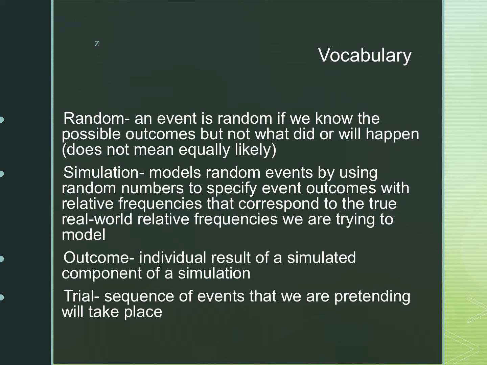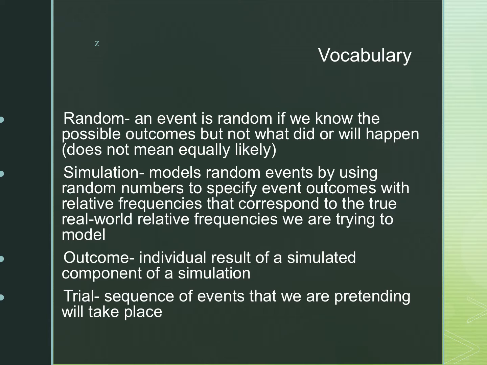Random: an event is random if we know the possible outcomes, but not what did or will happen. This does not mean that the outcomes are equally likely to happen, meaning the probability of them happening is equal. It just means we know what's possible, but we don't know what's going to happen. For example, rolling a die, shuffling a deck of cards and pulling a card out.